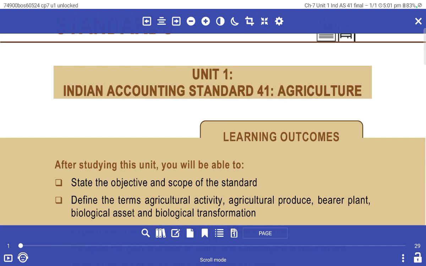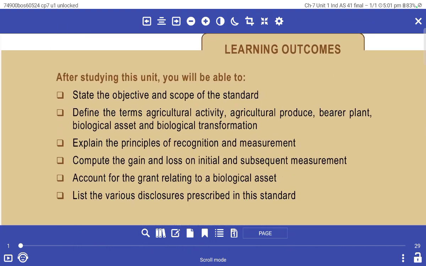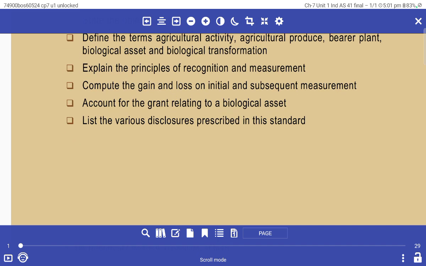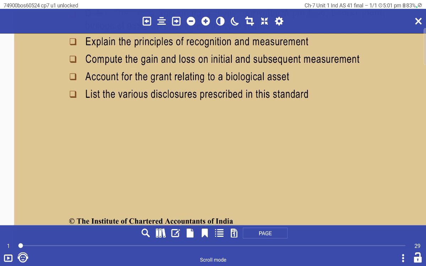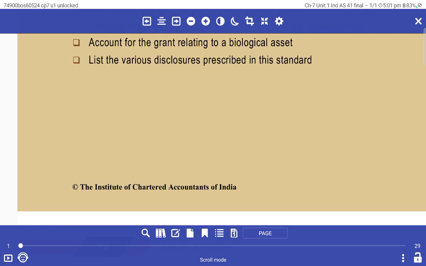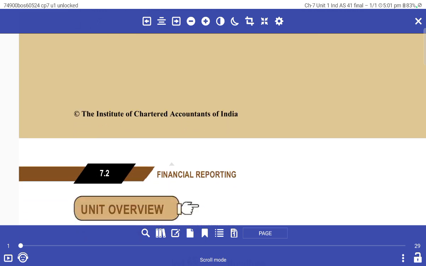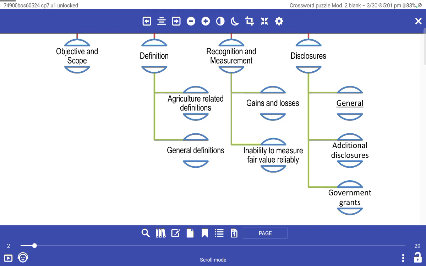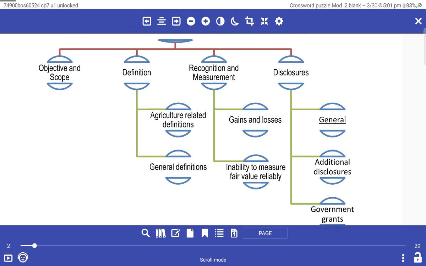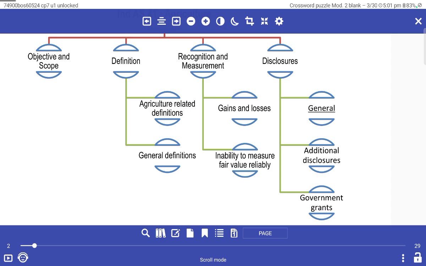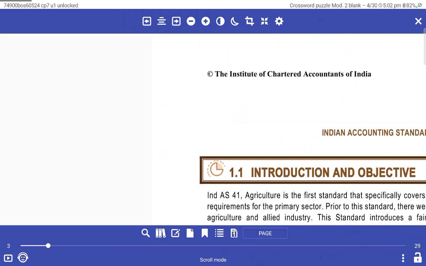Under Indian Accounting Standard on Agriculture, the objective and scope of the standard define the terms agricultural activity, agricultural produce, bearer plants, biological asset and biological transformation. It explains the principles of recognition and measurement, computing gains and losses, initial and subsequent measurement, and accounting for government grants related to biological assets, and lists out the various disclosures. Unit: agriculture objective, scope, definitions, recognition, measurement, agriculture-related activities, gains and losses, inability to measure fair value reliably, disclosure, general and additional disclosure, government grants.